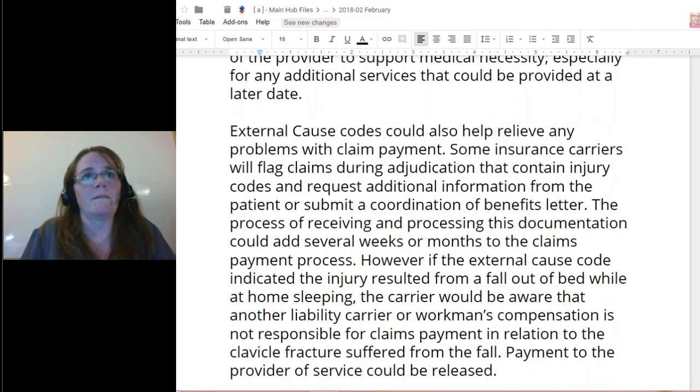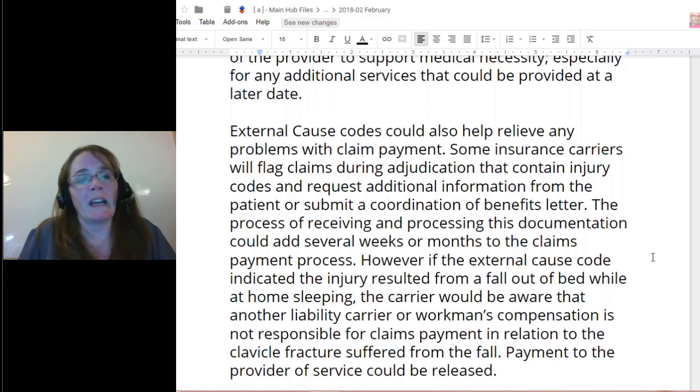And these cause codes, another big thing is they help the medical claim process. They help get that service processed a little bit more efficiently, resulting in quicker payment typically. Now, some insurance carriers will see the injury code automatically pop up as a red flag on the claim. Typically, they're hoping in the end that another entity is going to provide the payment for the service.